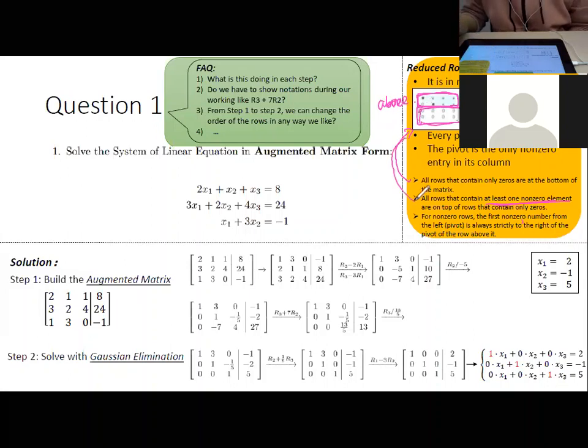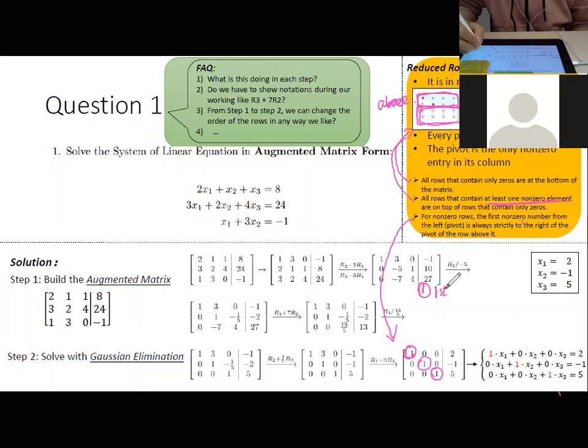And then we move to the third property. For non-zero rows, the first non-zero number from the left is always strictly to the right of the pivot of the row above it. This sentence seems kind of complex, but we can illustrate it very easily using this matrix. For example, this is the pivot of the first row. This is the pivot of the second row. This is the pivot of the third row. We discuss it in three cases.